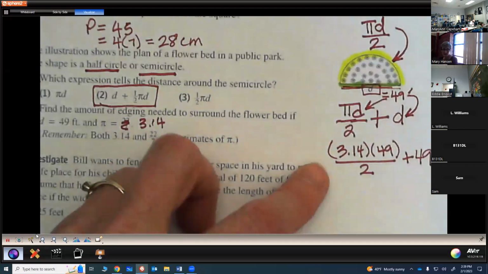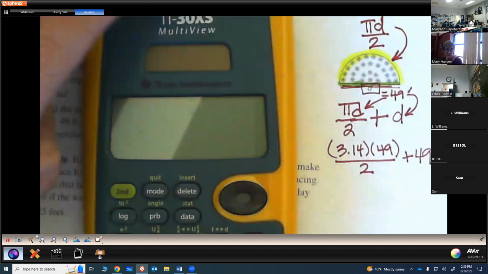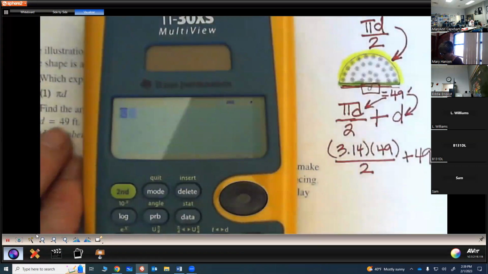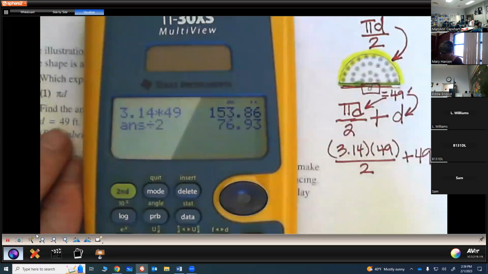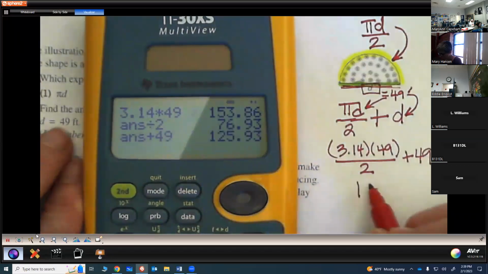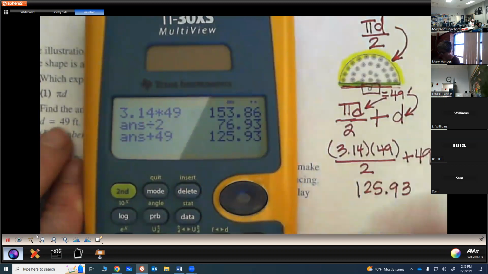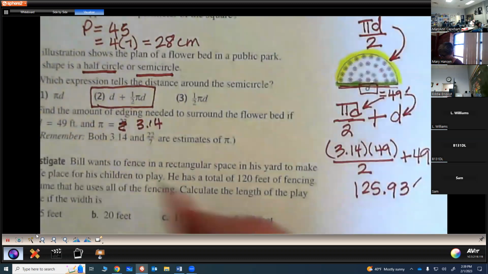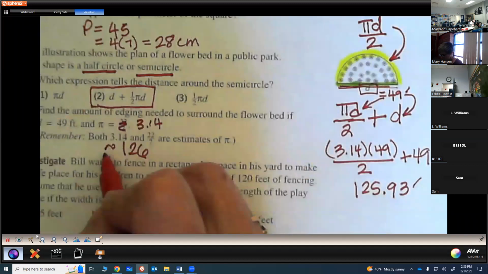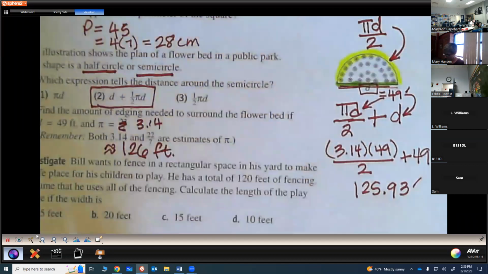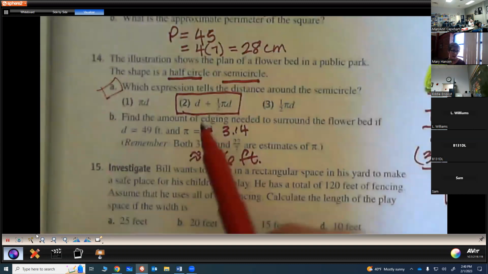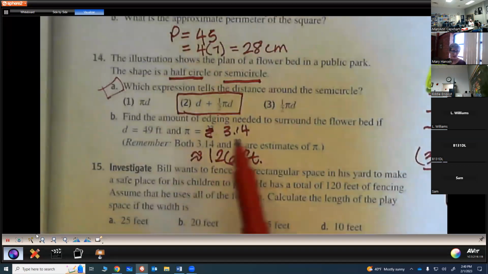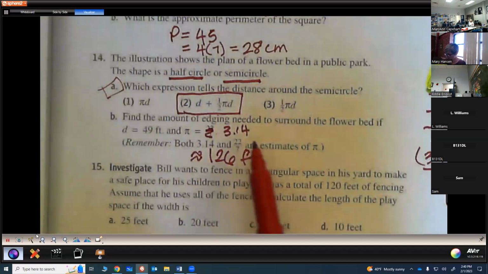And that may look really yucky, but that's a problem you can just plug in the calculator. You can take 3.14 times 49 divided by 2 and add 49. So we need about 126 feet of fencing. They said to use pi equals 22/7. I don't think you'll ever be asked to do that on the GED. So I'm going to flip it to 3.14.